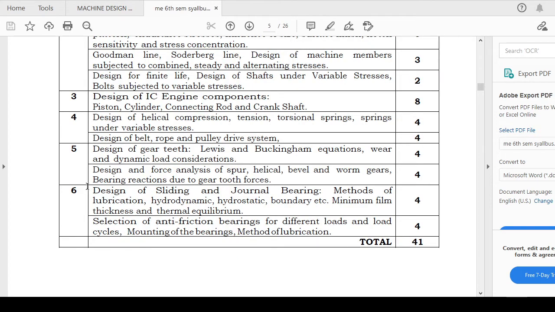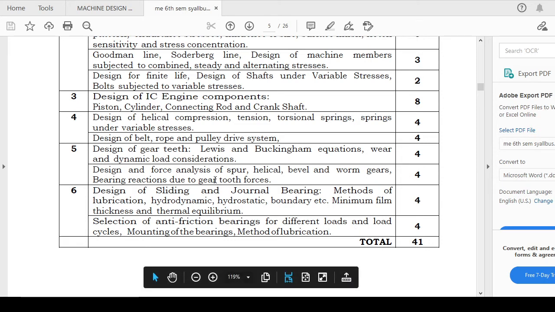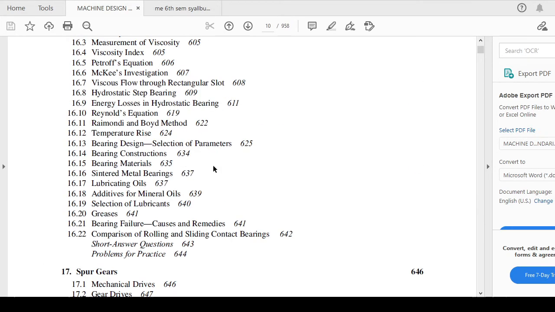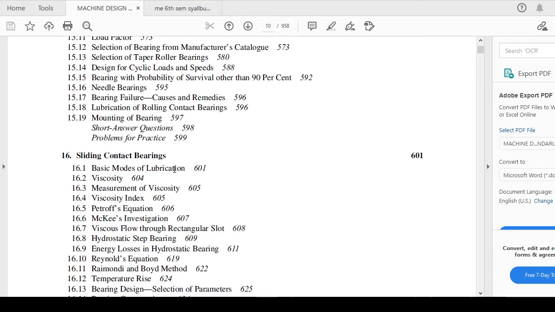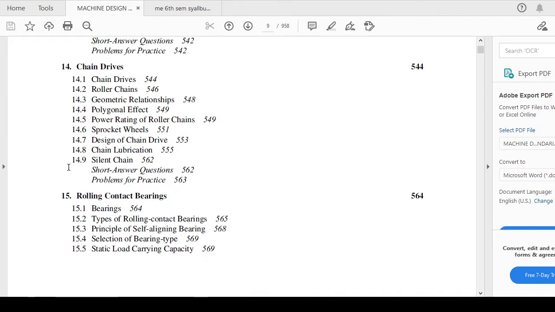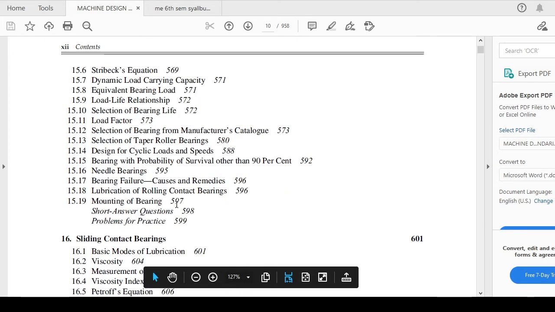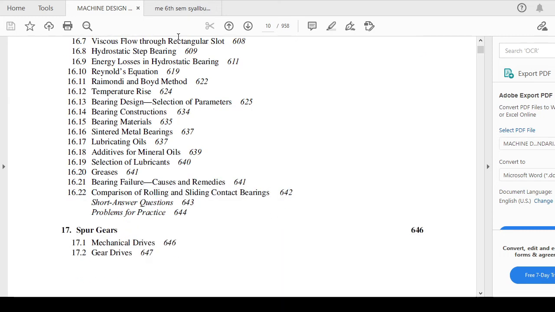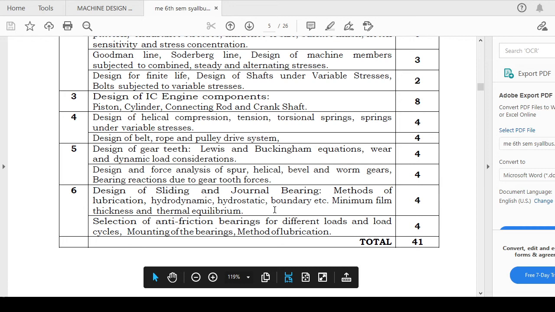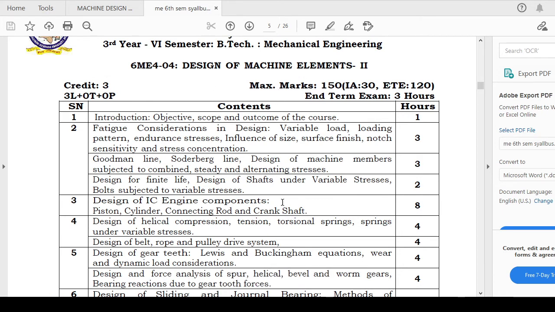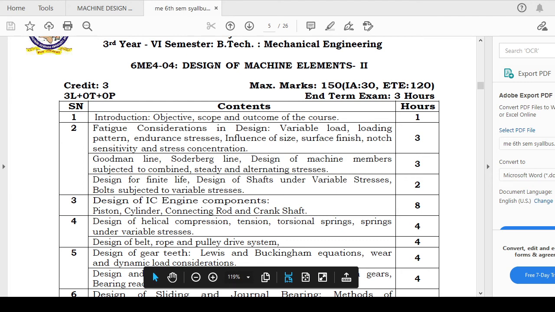Then the last unit is the design of sliding and general bearings, anti-friction bearings of different loads, mounting of the bearings, as well as the method of lubrication. This will be in chapter number 16, where you will get to know about the sliding contact bearing, as well as chapter number 15, which covers rolling contact bearing. With the help of these 2 chapters you can refer to the content related to unit number 6. In this way you will cover the whole 41 hours allocated to this Design of Machine Elements 2 curriculum, and cover all the topics related to it.